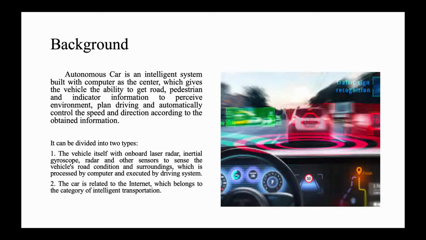Currently, autonomous cars can be divided into 2 types. The first is the vehicle itself with an onboard laser reader, inertial gyroscope, radar, and other sensors to sense the vehicle's road condition and surroundings, which is processed by the computer and executed by the driving system. The second is the car related to the Internet of Vehicles, which belongs to the category of intelligent transportation.